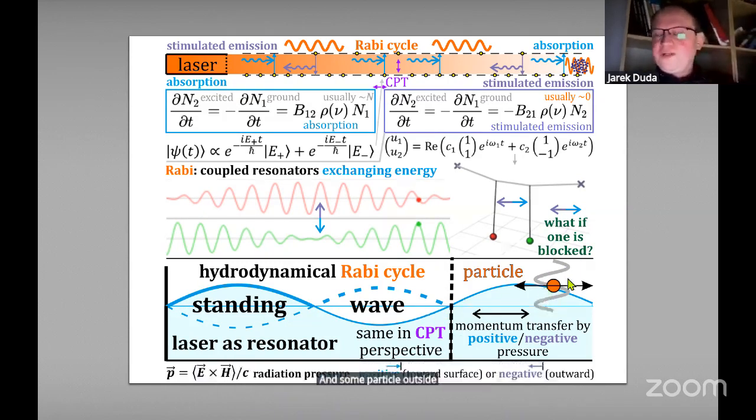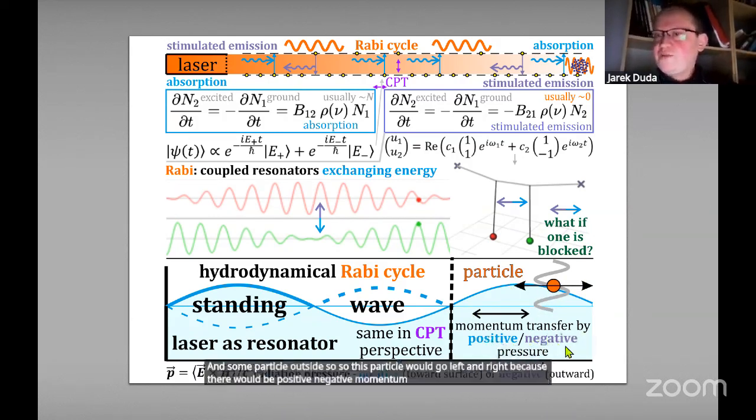So this particle would go left and right, because there would be a positive and negative momentum transfer, positive and negative radiation pressure. So cyclically again: right, left, positive pressure, negative pressure, and so on. So yes, again, the radiation pressure can be positive or negative.